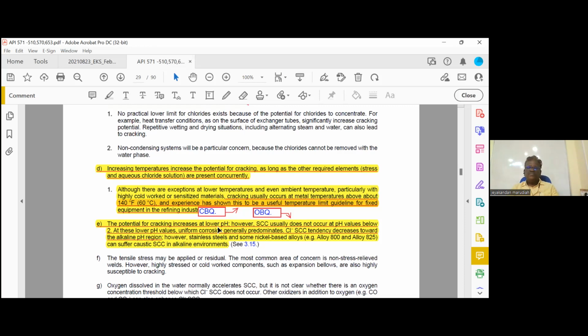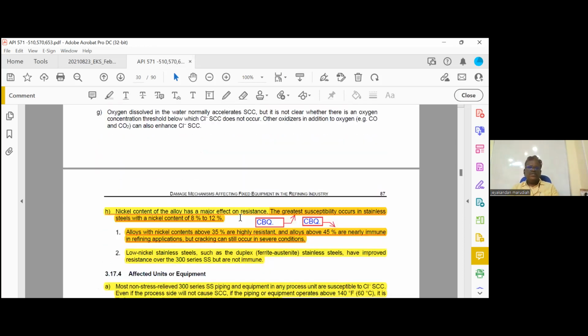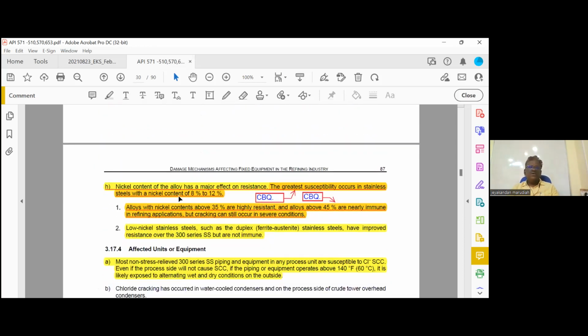E, point number E. Then next page, H and H1 are very important. Nickel content of the alloy has a major effect on resistance. The greatest susceptibility is in stainless steel with nickel content 8 to 12%. Alloys with nickel content above 35% are highly resistant, and alloys above 45% are nearly immune.